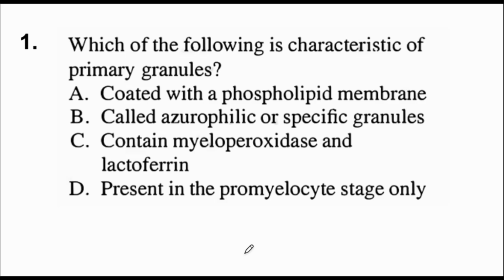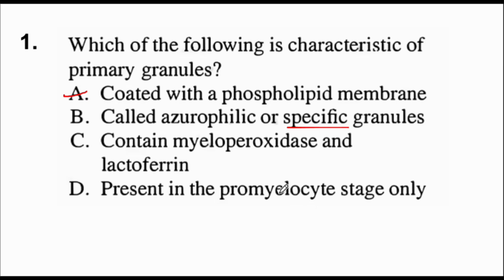So the correct answer is A. Coated with a phospholipid membrane. So why is B incorrect? Eosinophilic is the primary granules, not specific granules. Specific granule is the secondary granules. The statement is designed to be tricky. Primary granules are called eosinophilic granules, but secondary granules are called specific granules.